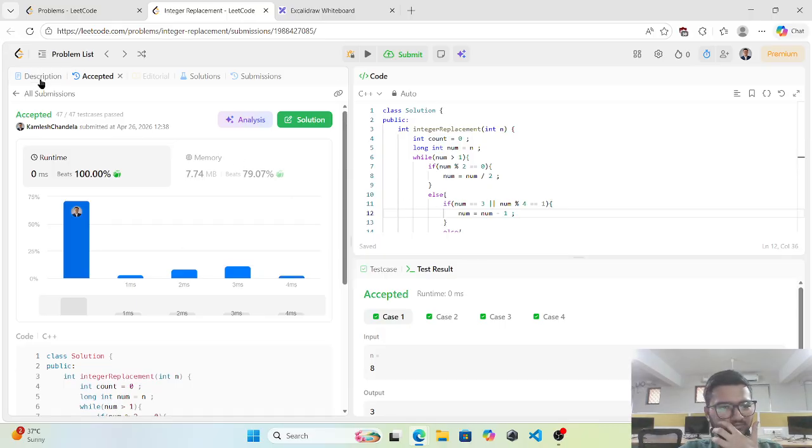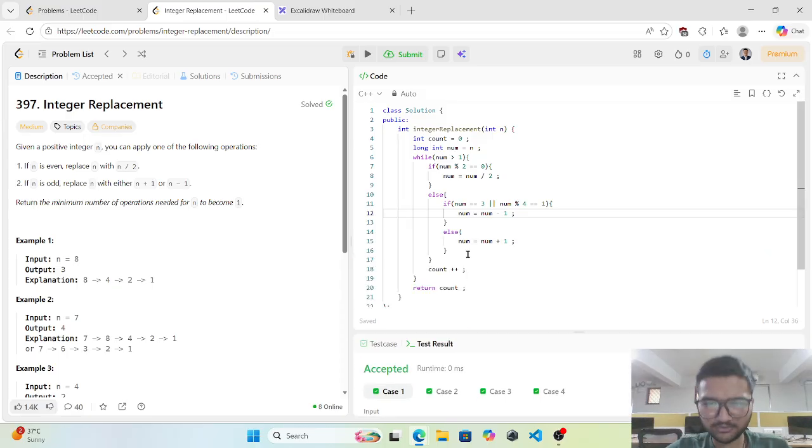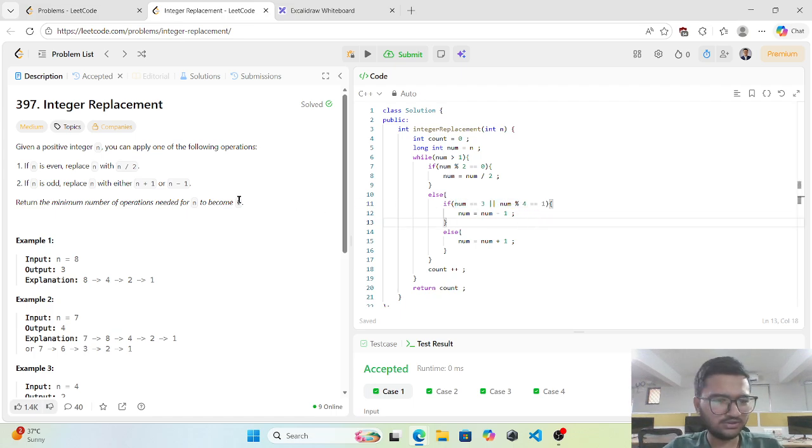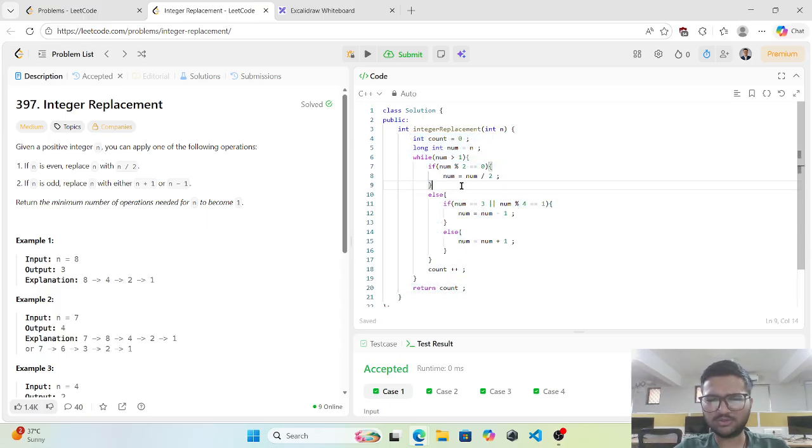So this is a medium question, but it is easy. Medium because if you do not solve this question on pen and paper, then you cannot solve this question, because that is the critical point of this question. So this is a very simple solution, and it is a simple question.